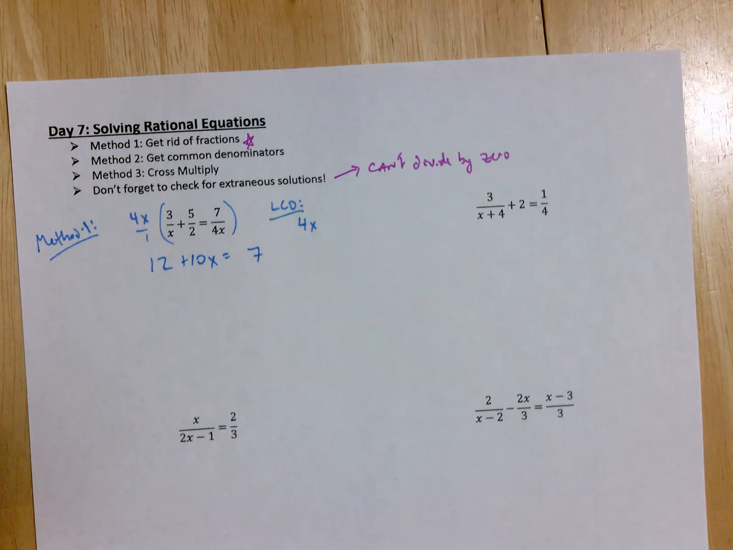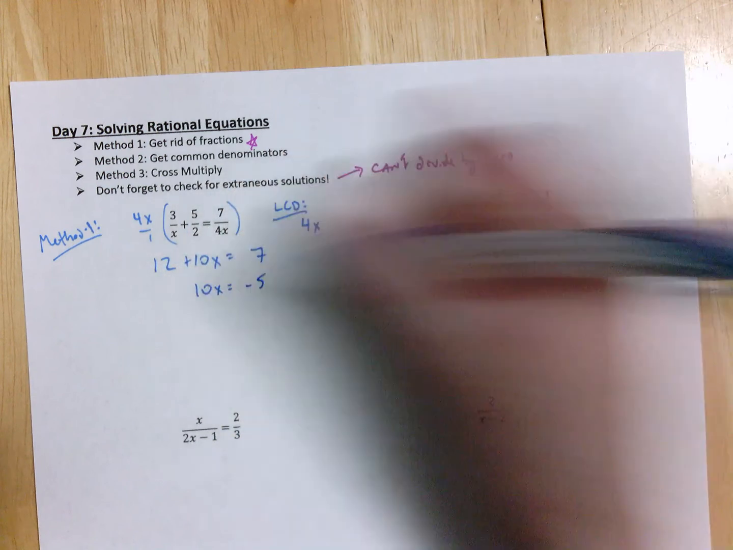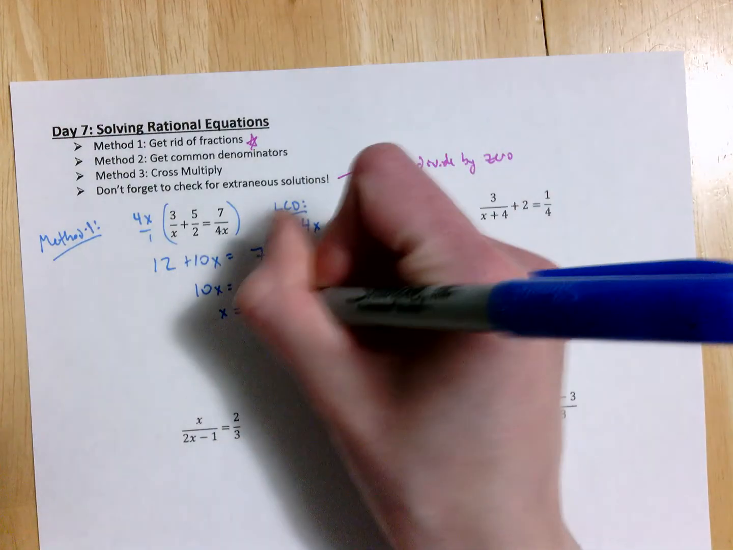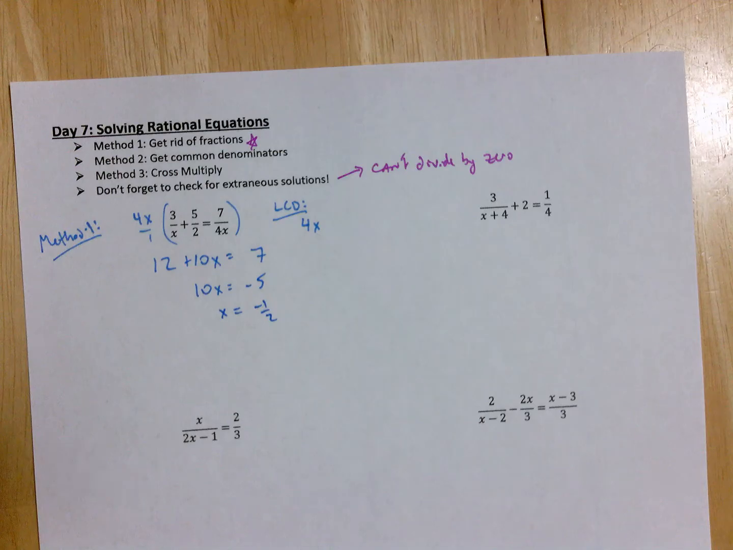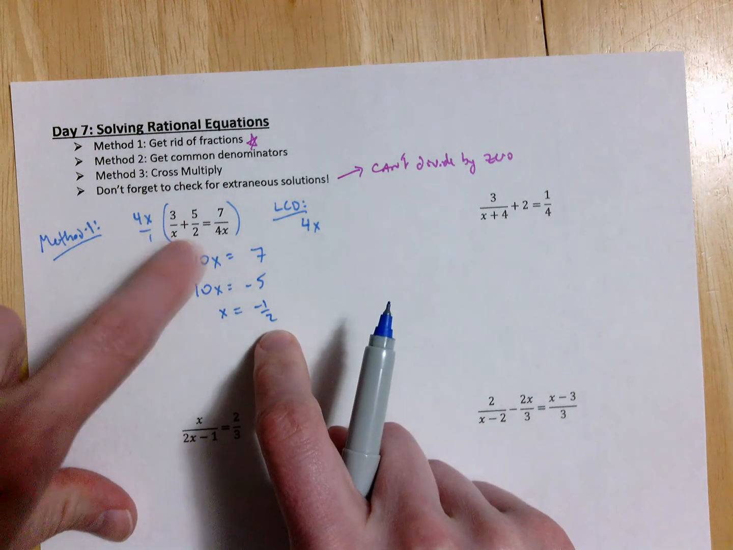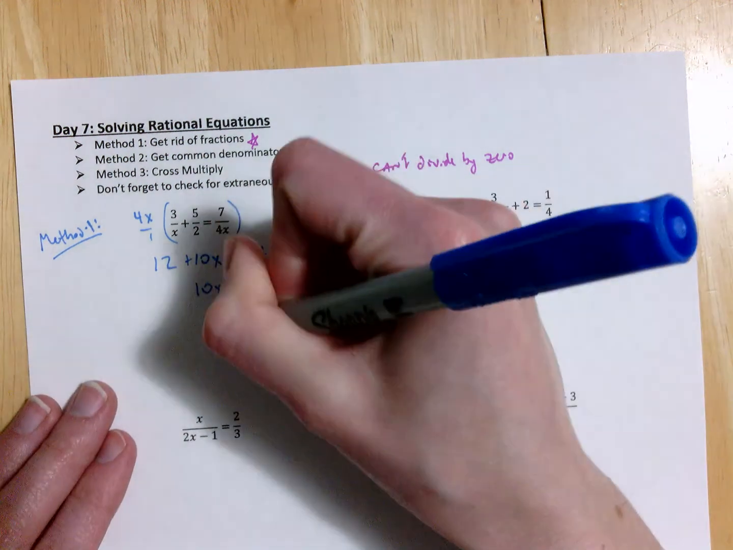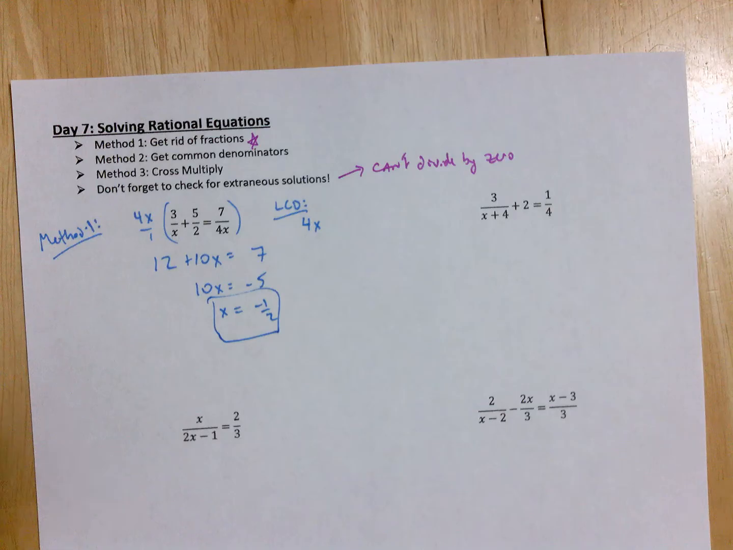Now we get a little baby equation that I know you know how to solve. Subtract the 12 from both sides, divide both sides by 10, and we get -1/2. Then just a quick check to see if it's extraneous. If I plug this in for x, is that going to make any of my denominators 0? Nope. So we're all set. There's my solution. That is method one, my personal favorite.